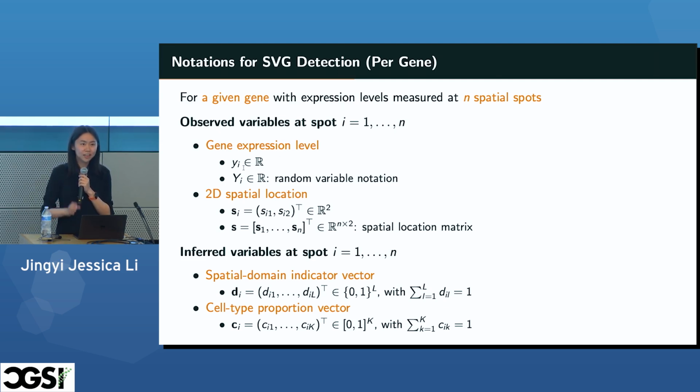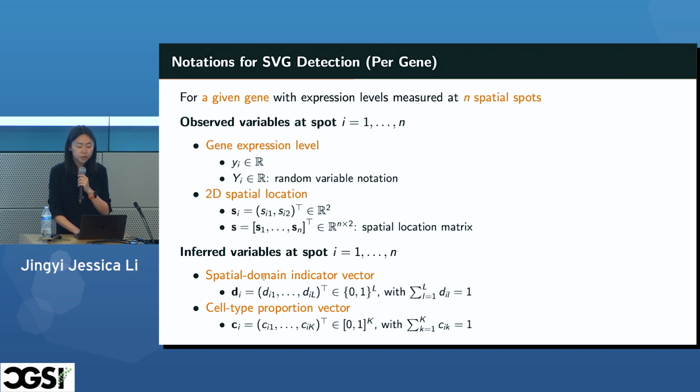And just as statisticians, we like to talk about random variables and observed values. So to make some distinction, lowercase for the observed value, uppercase for the random variable. And the 2D spatial location of spot i is s_i, because we are talking about 2D spatial transcriptomics data. It has 2 coordinates, s_i1 and s_i2. Putting them together, I get the spatial location matrix, n by 2. Every row is 1 spot, and the 2 columns are the 2 coordinates.